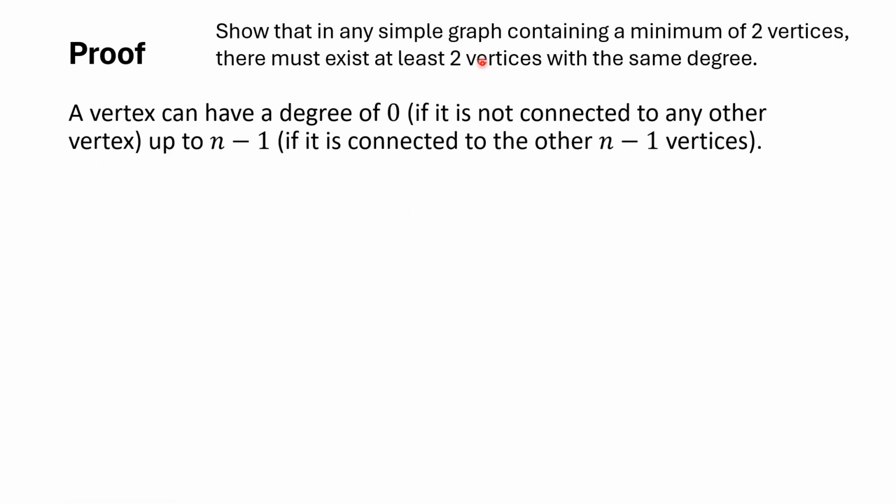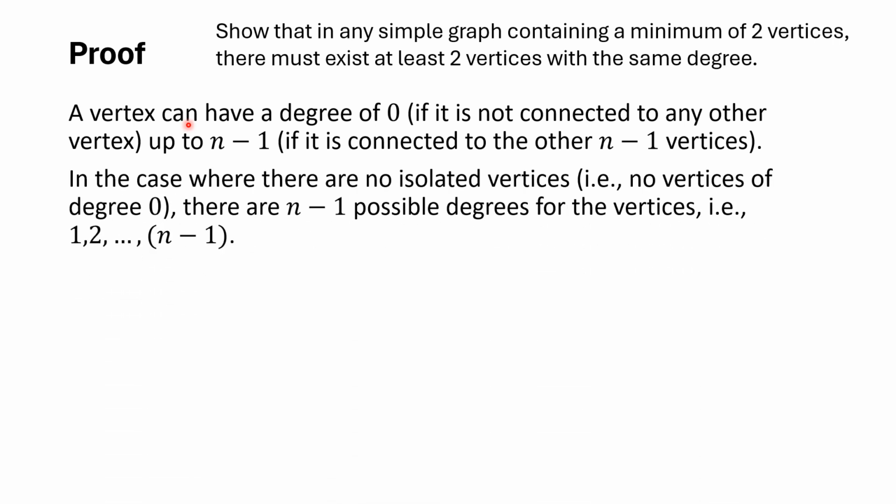Let's assume we have n vertices where n is greater than or equal to 2. And that would mean that the possible degrees for the vertices is either 0, if we have an isolated one, all the way up to n minus 1, where we have a vertex that's connected to all the other n minus 1 vertices. Can't be connected to n because we're not allowing a vertex to be connected to itself. That's not a possibility in the way we've defined graphs.